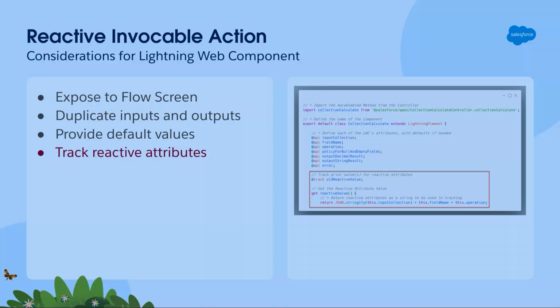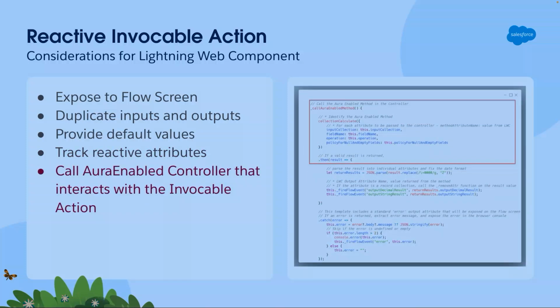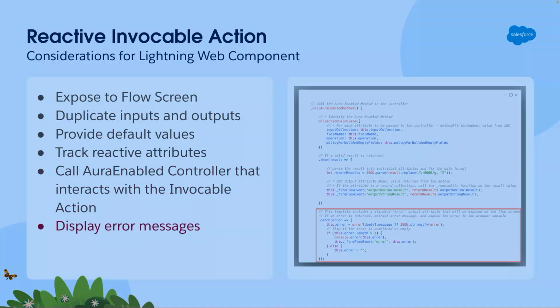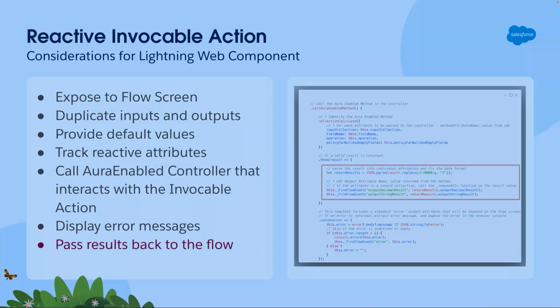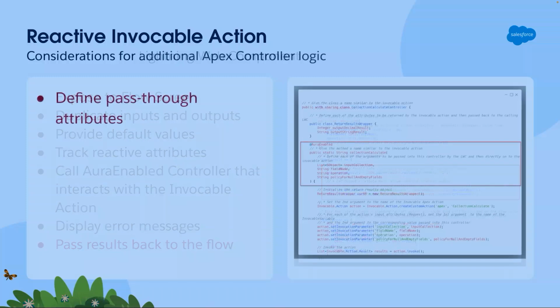There's a way in a Lightning Web component to be reactive to changes on a flow screen. And then we call that Aura-enabled controller that's going to deal with our invocable action. And then if any error messages come back, this Lightning Web component has a way of exposing those to the flow. And then finally, the results get passed back to the flow so we can do more things with them.